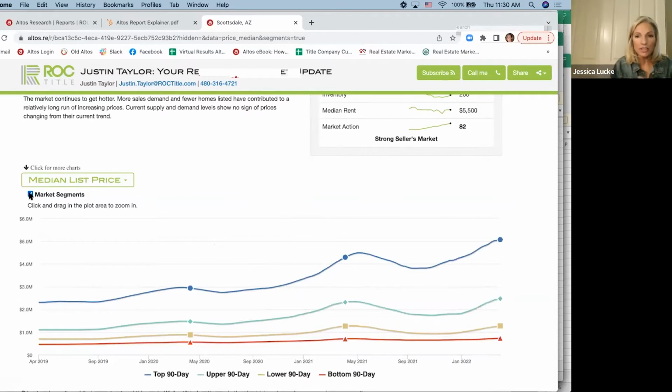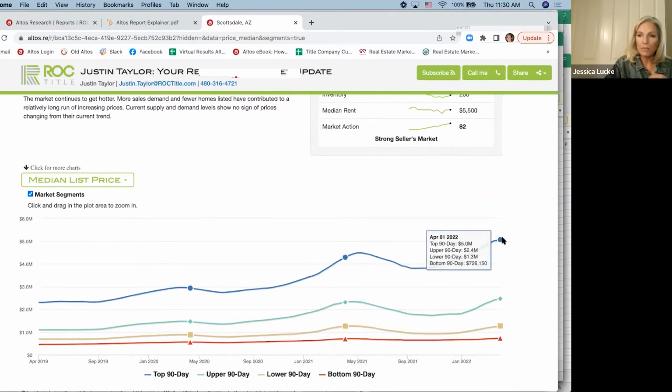Market segments is where we take the active inventory, we list it from most expensive to least expensive, and then divide it into 4 equal segments. So each one of these lines has the same amount of inventory, and then we determine the median.